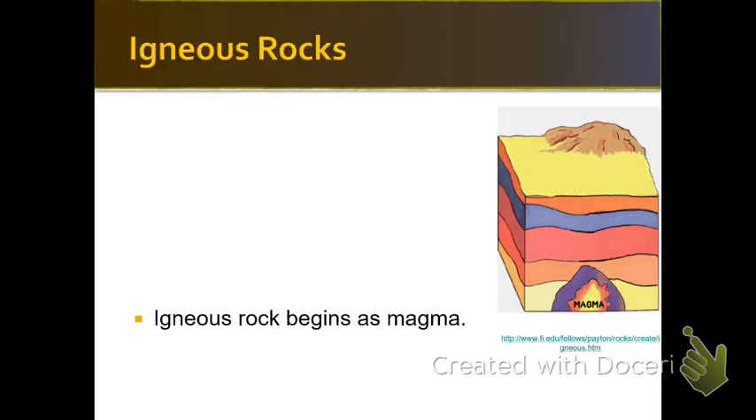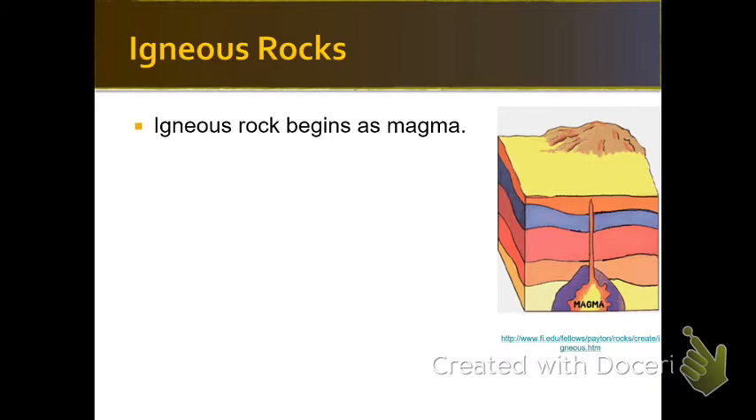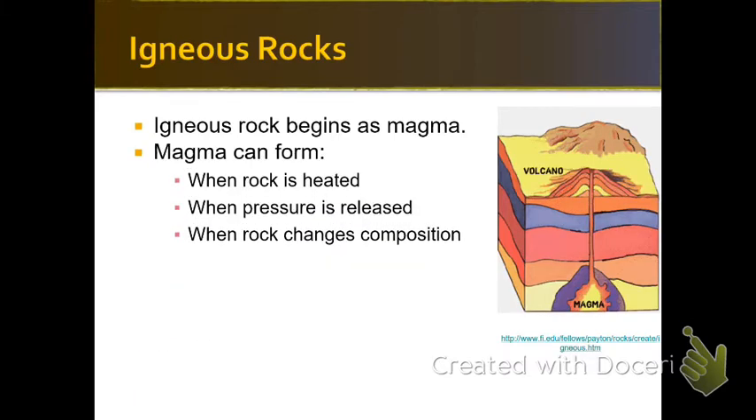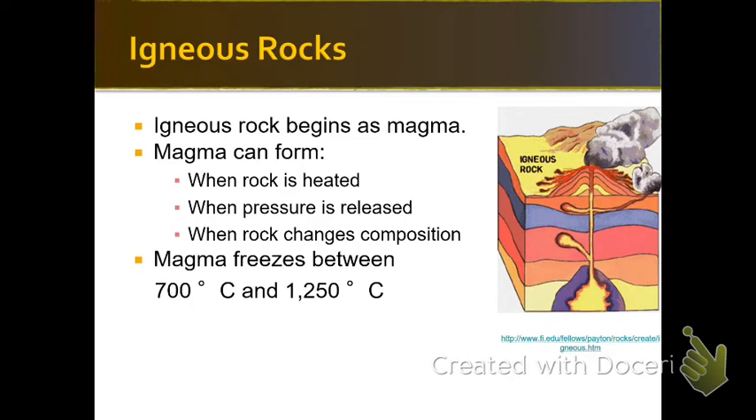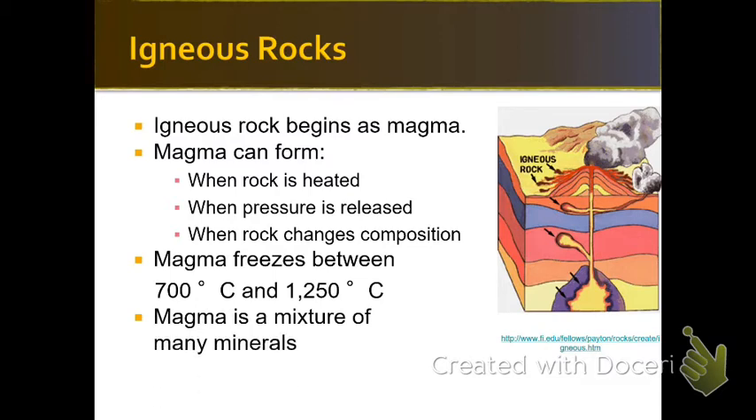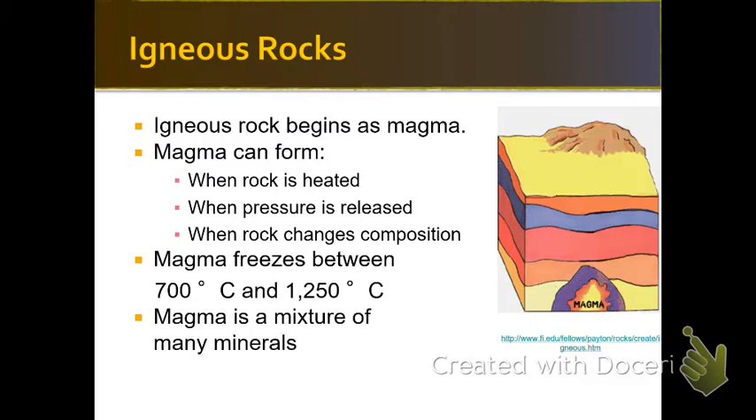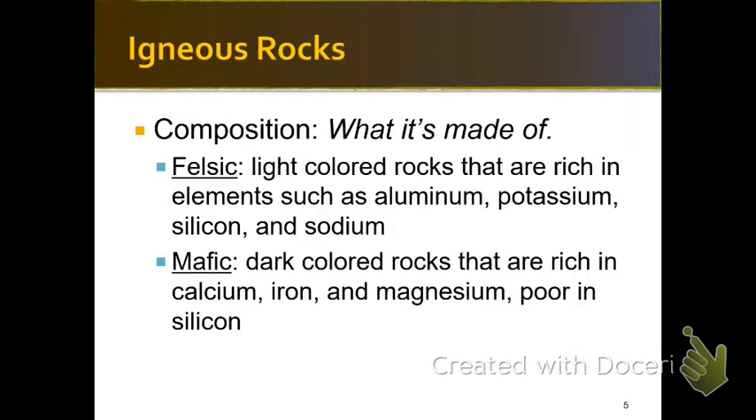All right, so igneous rocks always begin as magma, and magma can form when rock is heated, when pressure is released, or when the composition changes. Magma typically freezes between 700 degrees Celsius and 1250 degrees Celsius, and magma is a mixture of many minerals. So I would say that the most important thing here is basically if you heat rock up enough, it will melt, but not all magma melts at the same temperature and freezes at the same temperature, and we're going to talk about that. So depending on what that rock is made of, that will determine a little bit.